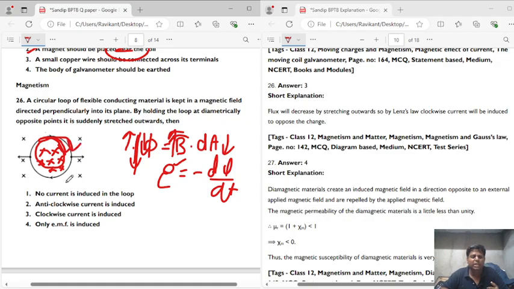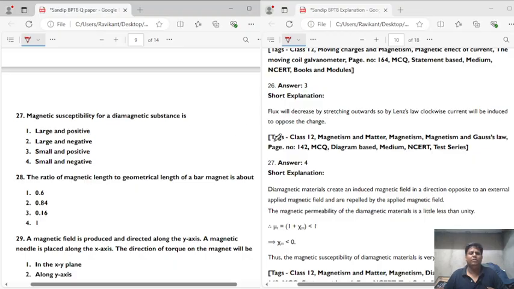Let's see the options. The first option says no current is induced in the loop. No, current is induced because the area is changing, so flux is changing. Second, anti-clockwise current is induced. No. Clockwise current is induced. Yes. Only EMF is induced. No. So option 3 is correct, the correct answer for question number 26. That is, a clockwise current is being induced when we stretch the loop diametrically in the opposite direction, right?